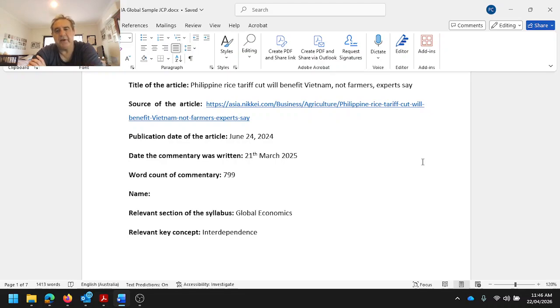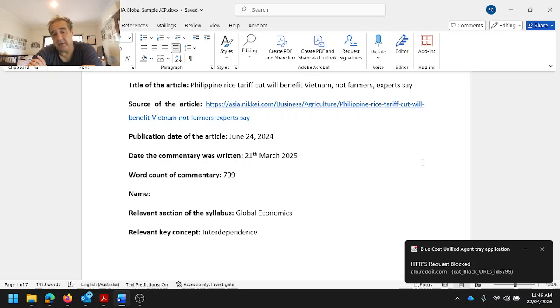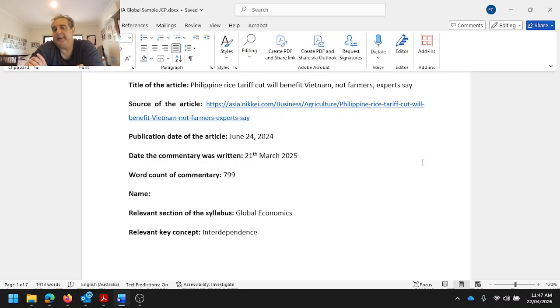Obviously, put your name. I've taken a name off this. You've got to put down the relevant section of the syllabus, global economics in this case, and then the key concept there, which is interdependence. So remember, the key concept you use in every IA as part of your portfolio has to be completely different. It can't be the same one used twice.